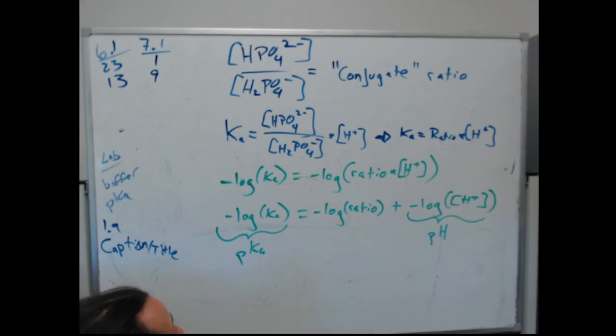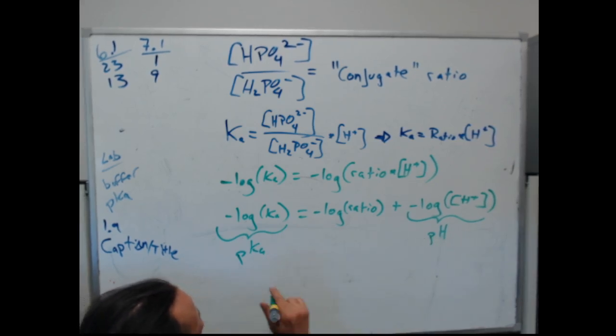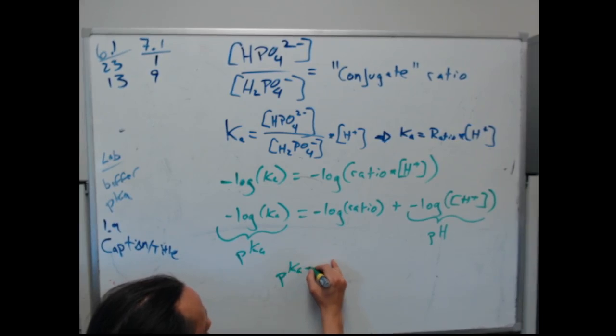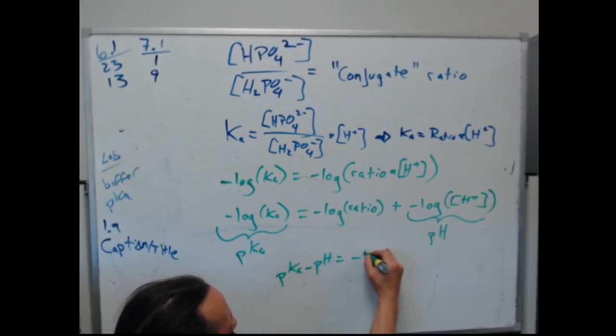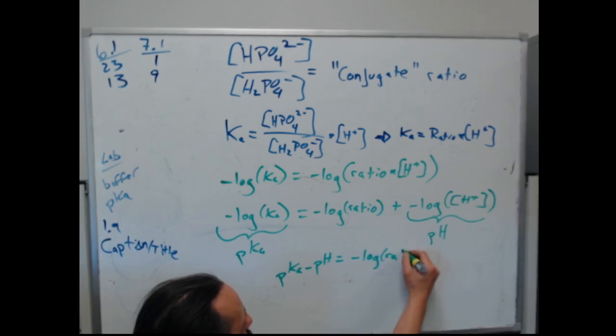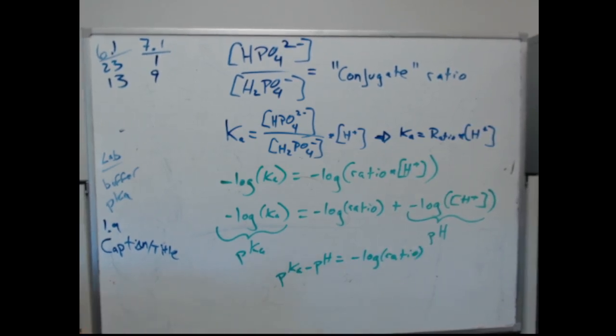And so then, last thing we can write down is I can subtract that over, and I can say pKa minus pH is equal to the negative log of whatever my ratio is. So there's a couple different things we can do. If I know the pH and the ratio, I can figure out the pKa. If I know the pKa and the pH, I can figure out the ratio. If I know the pKa and the ratio, I can figure out the pH. So depending on which variables we know and which variables we don't know, we can solve for the other thing.